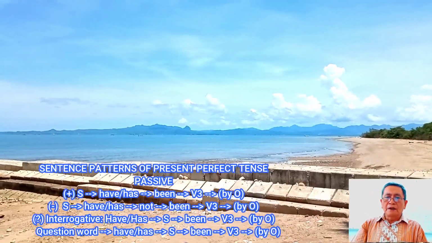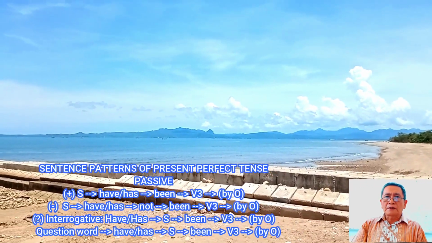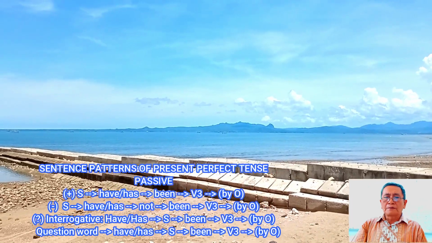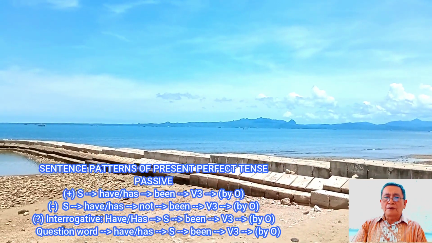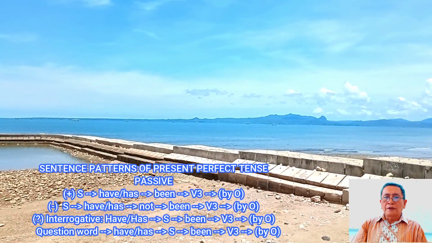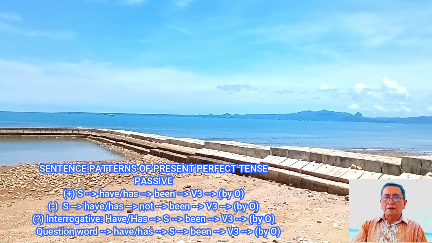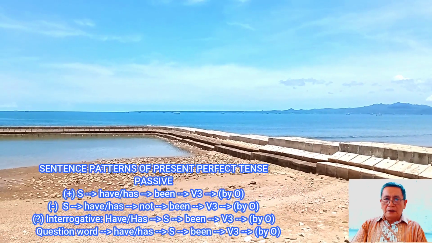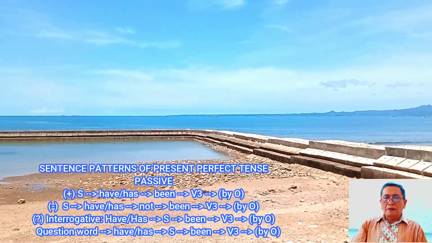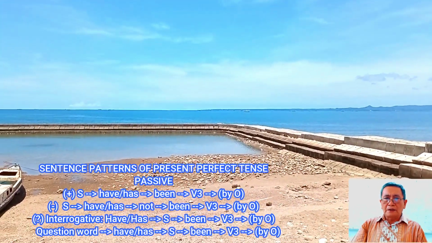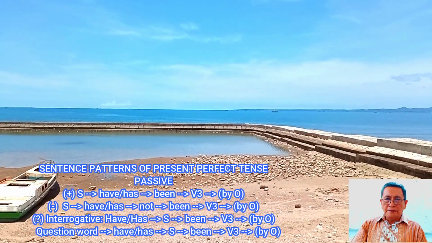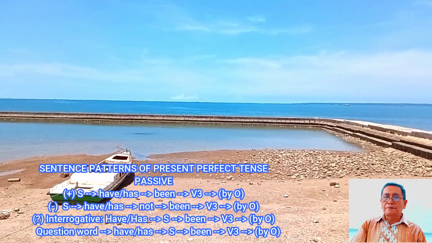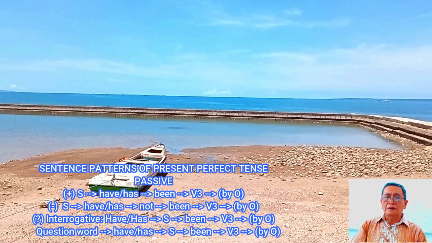Interrogative: have or has plus subject plus been plus verb 3 or past participle plus by object. Question: question word plus have or has plus subject plus been plus verb 3 or past participle plus by object.